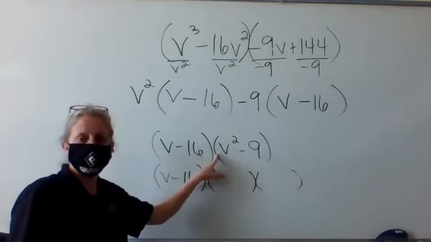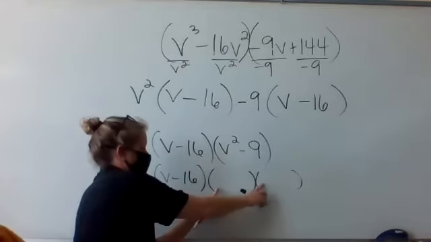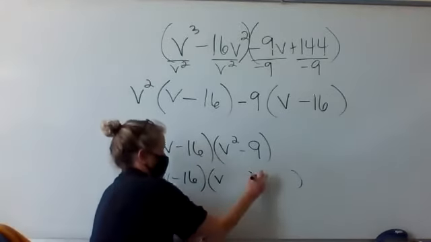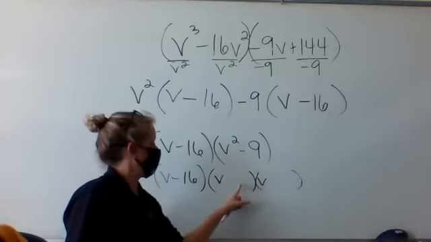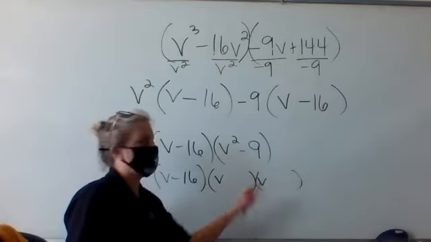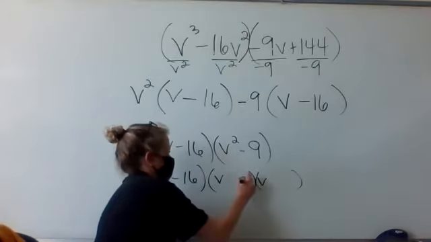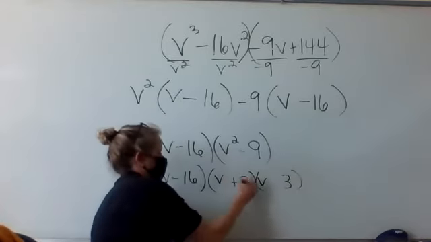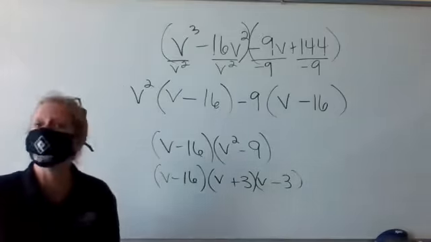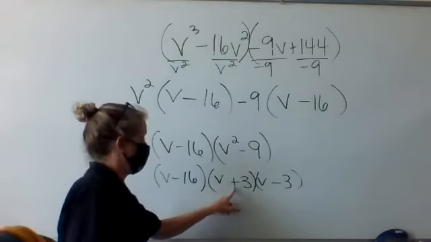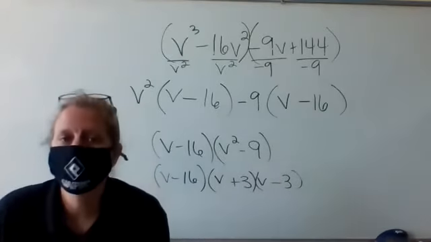Difference of perfect squares. How do you get V squared? Who needs to come here and here? V and V to get V squared. What's going to be the same number that you multiply together to get 9? 3. Plus and minus 3. Good. So plus 3 and minus 3. Doesn't matter which way you go. That's a good point. It could have been minus 3 plus 3.